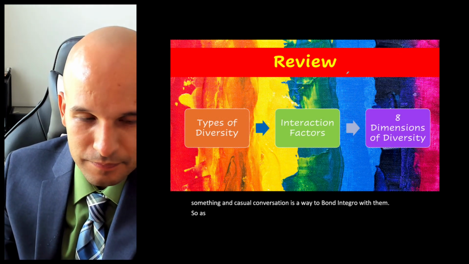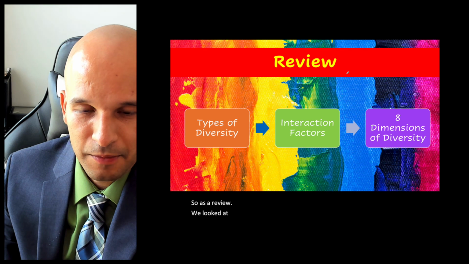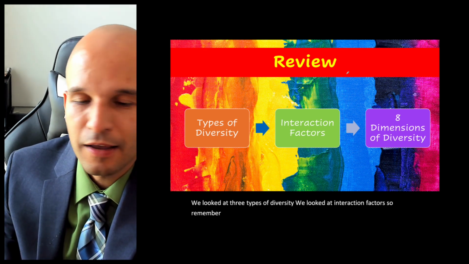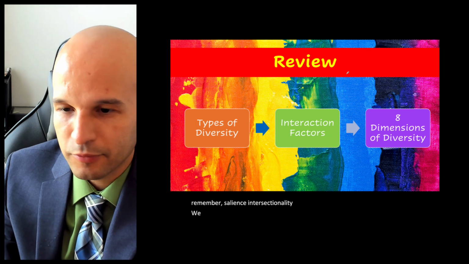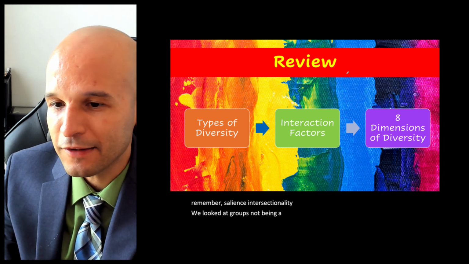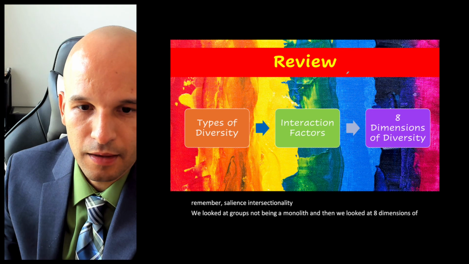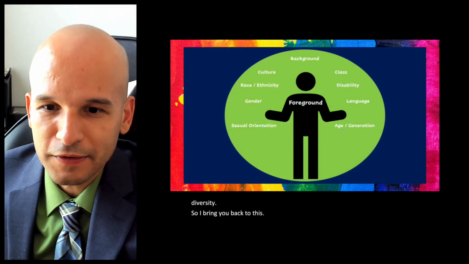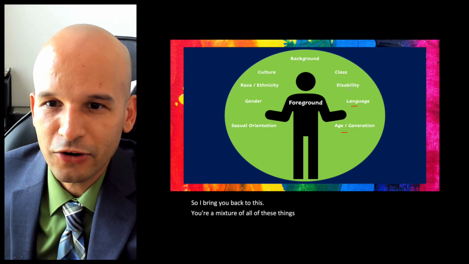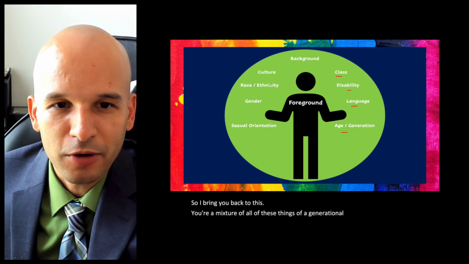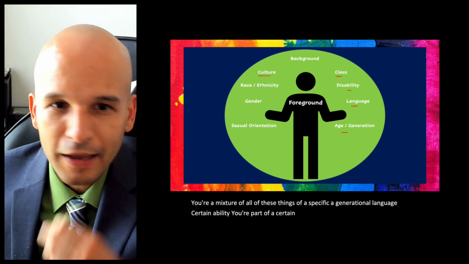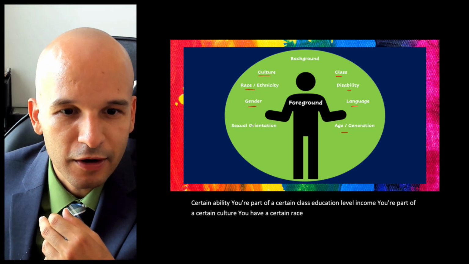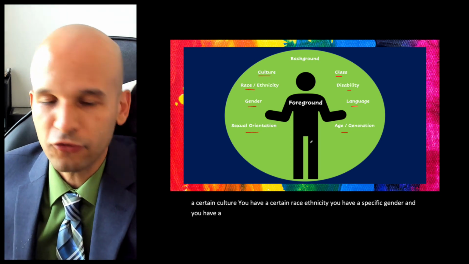So as a review, we looked at 3 types of diversity. We looked at interaction factors. So remember salience, intersectionality. We looked at groups not being a monolith. And then we looked at 8 dimensions of diversity. So I bring you back to this. You're a mixture of all of these things, of a specific age, generation, a language, a certain ability. You're part of a certain class, education level, income. You're part of a certain culture. You have a certain race and ethnicity. You have a specific gender, and you have a specific sexual orientation.